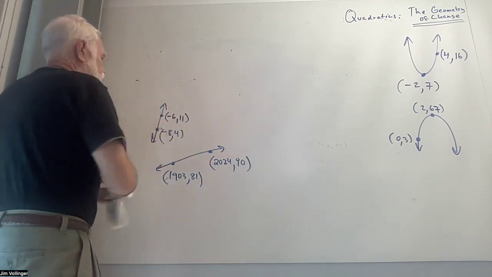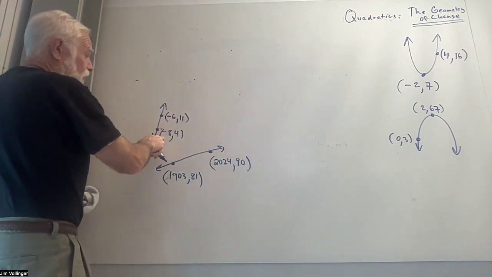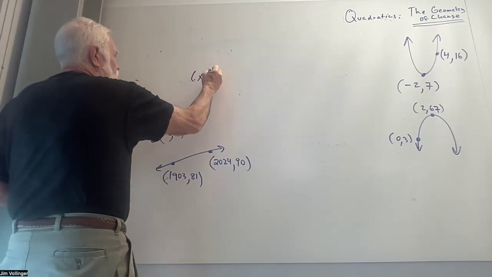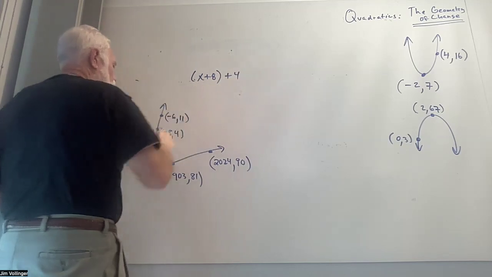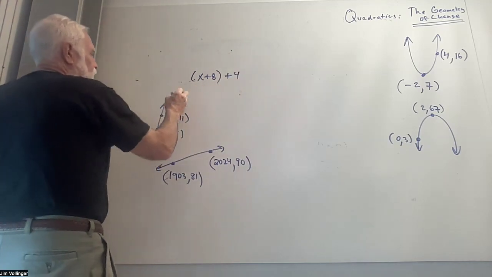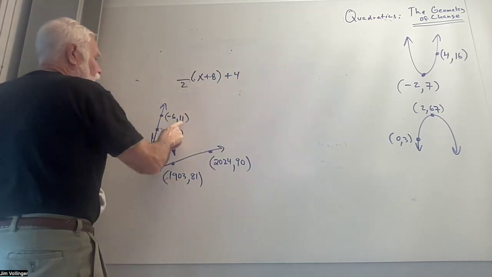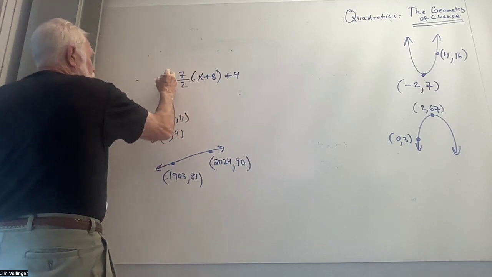Next one. I'm going to build off of -8. So I'll write x plus 8. That takes me to the number 4 when I plug -8 in. -8 to -6 is up 2. 4 to 11 is up 7. And that's that function.